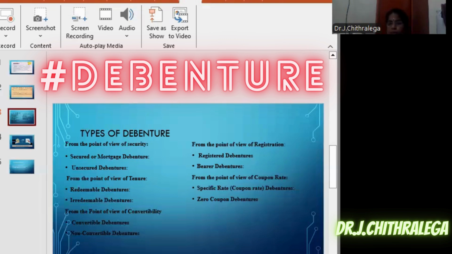If you look from the point of view of coupon rate, you have specific rate debentures, where these debentures are issued with a specific rate of interest, which is called the coupon rate. The specified rate may either be fixed or floating. The floating rate of interest is usually tagged with the bank rate. And here you have an example with a specific interest rate.